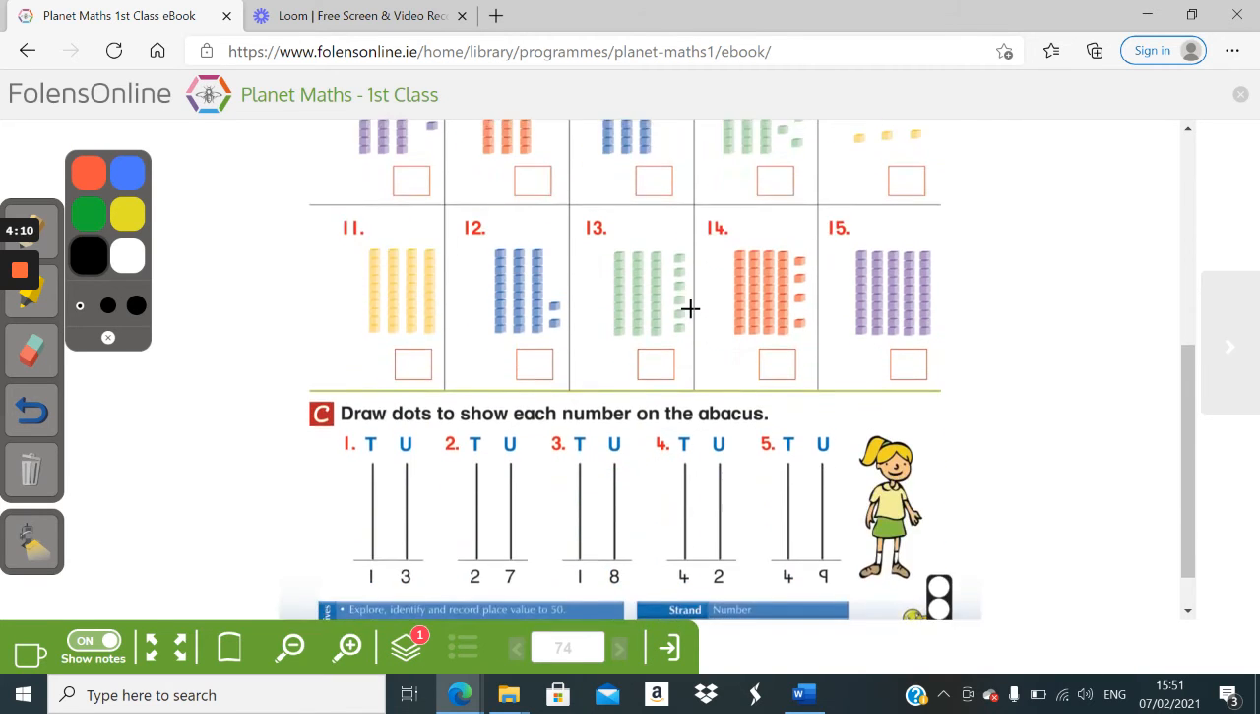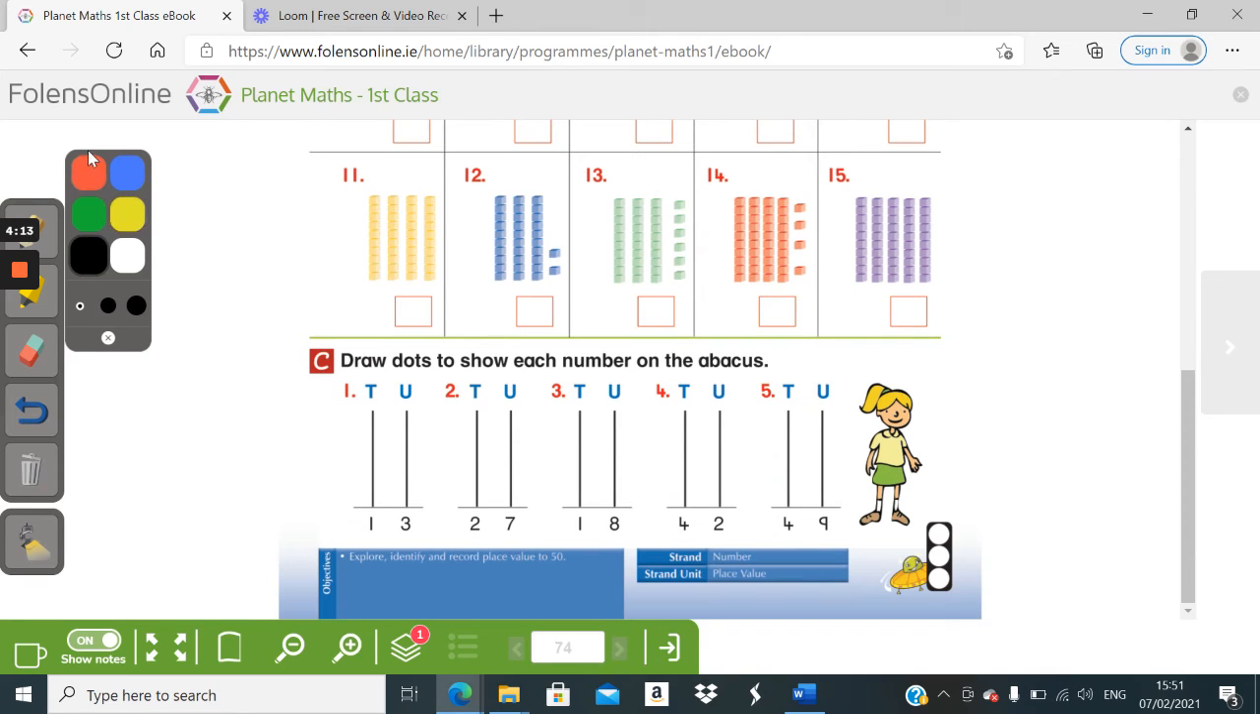And let's have a quick look at C. I'm going to get my color out here. I'm going to use my red. It says draw dots to show each number on the abacus. Well, if you don't know what an abacus is, like an old-fashioned calculator, I suppose you could call it. There were colored beads on wooden arms. I'm sure if you type abacus on Google, you'll find lots of pictures of them, and you've probably seen one, or maybe even had one yourself.